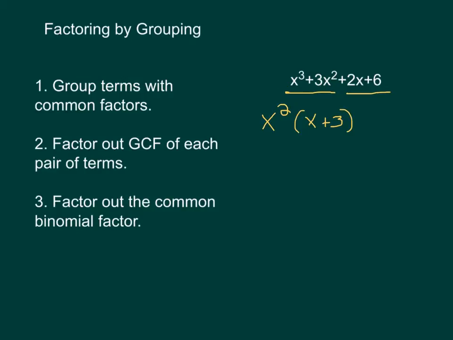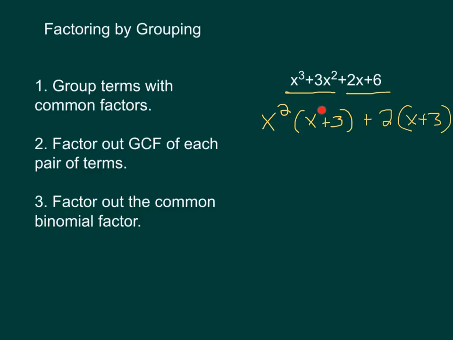Repeat this process with the next two. 2x and 6 both share a positive 2, so I'm going to put a positive 2 there. And when I think about what would have to go in parentheses now, I say 2 times something is 2x. Well, that's going to be x. And 2 times something is 6. That's plus 3. So what I've done here is I've looked at taking a common factor out of 2 different pairs of terms from my original polynomial.